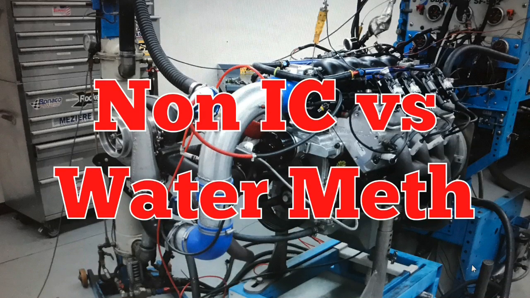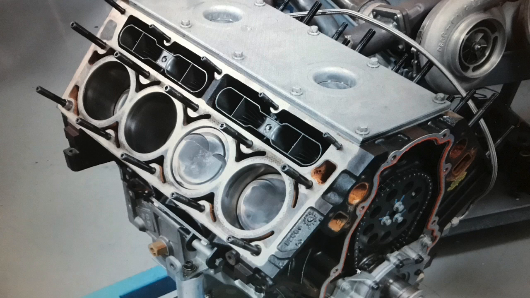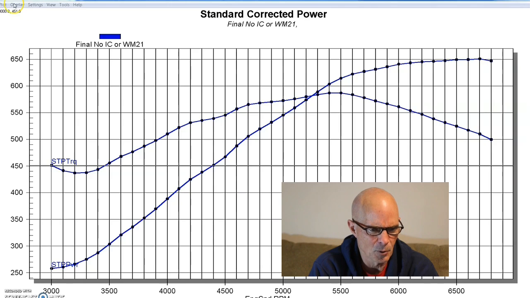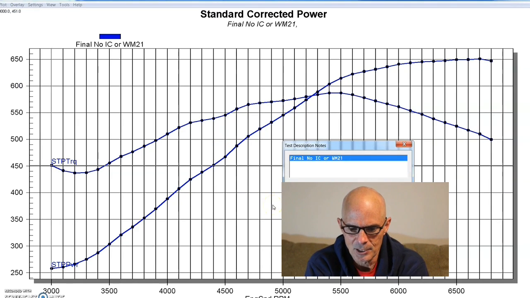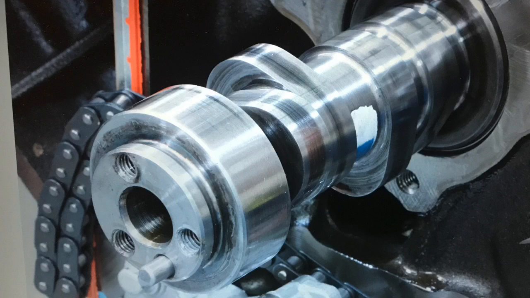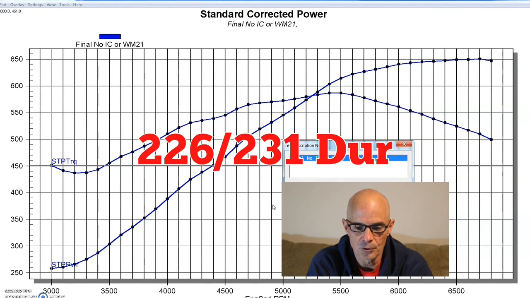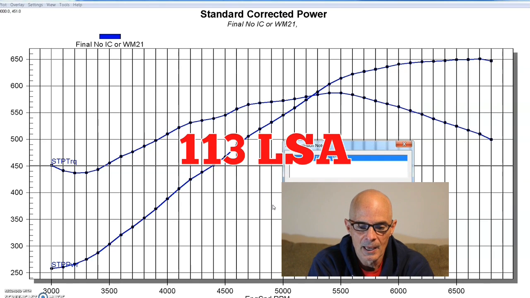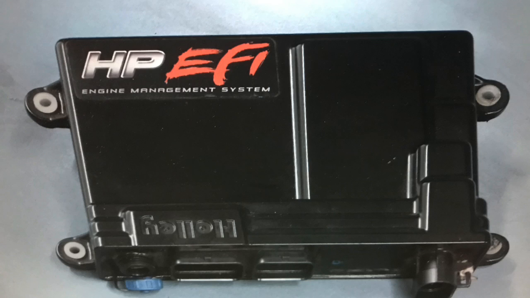To get things started, we assembled our 5.3 liter test motor. This was a 5.3 stock block with forged internals, and I think it's a motor that I borrowed from David Freiberger, if I remember right. Yes, it has. It had a 10cc dish piston. They were JEs. This actually had Trickflow 205 heads on it, a Brian Tooley Racing Stage 2 turbo cam, which was a 605/598, 226/231, on a 113. It had a Dorman LS6 intake manifold on it, and we ran it with a Holley HP management system.